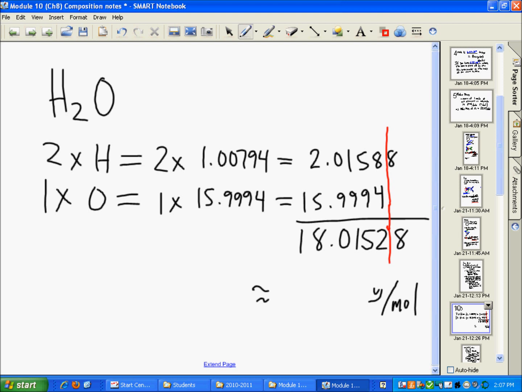But we're still rounding before the last 8. So what should we round that to? 18.0153. And why is it like that? Because the 8 is higher than a 5. Way to go, Crystal. So the answer is 18.0153 grams per mole. So if we wanted a mole of water, we could weigh out 18.0153 grams, and we'd have a mole of water. And we know that would be 6.02 times 10 to the 23 water molecules.